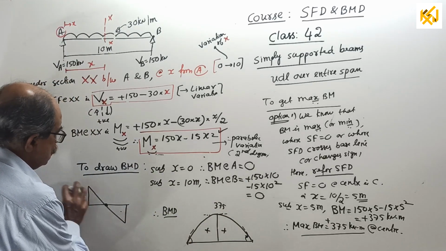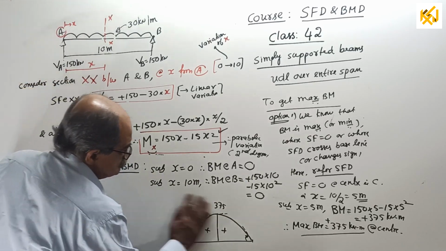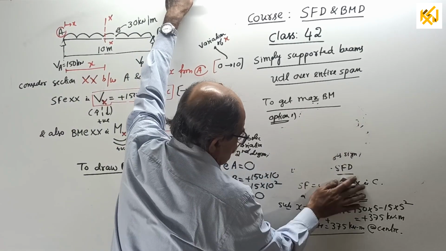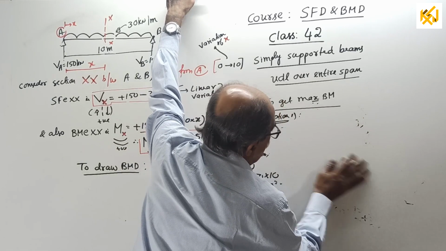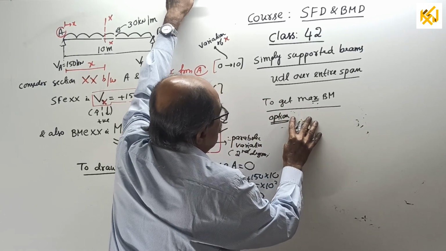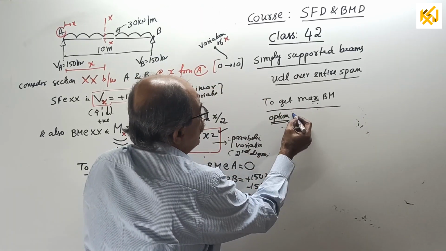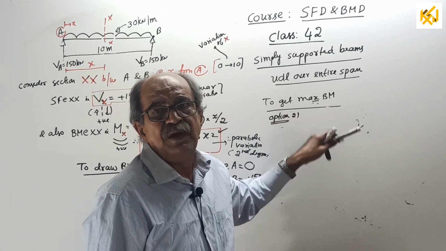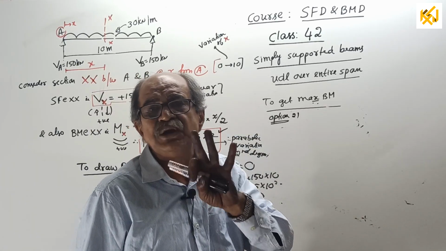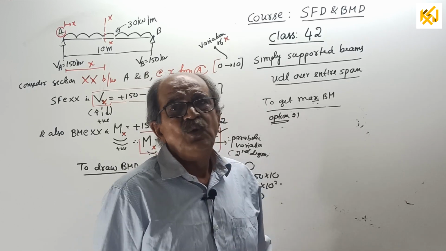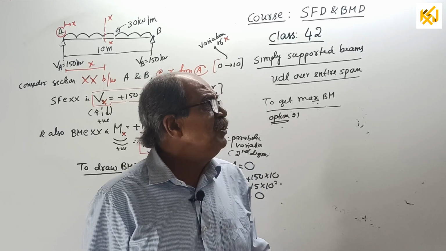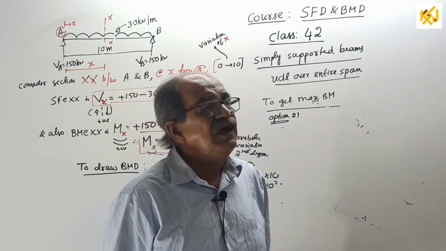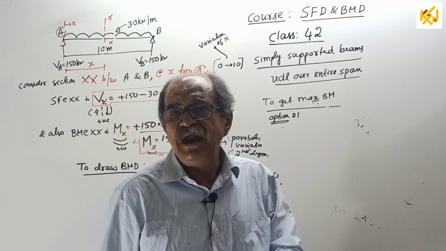Now I will go to option 2. See, option 2, this also I did last time. Option 2 is not referring to the maximum BM. The purpose is to get the maximum BM. In option 2, we will not check where the SFD crosses the baseline, or where SF is 0, and find BM there.